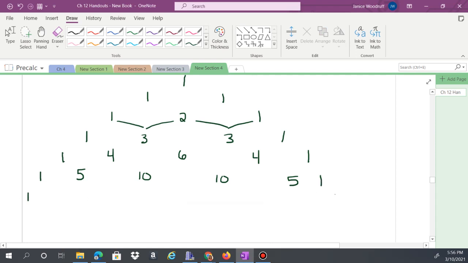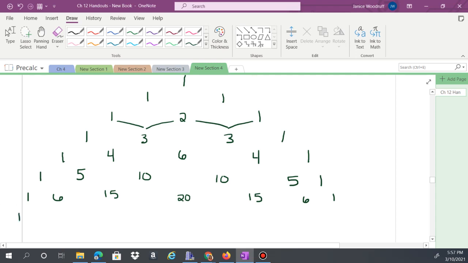Okay, expand again. 1 plus 5 will give us 6. 5 plus 10, 15. 10 plus 10, 20. 10 plus 5, 15. 5 plus 1, 6. That's the row we just used. So it's giving you those coefficients instead of having to do the nCr every time.